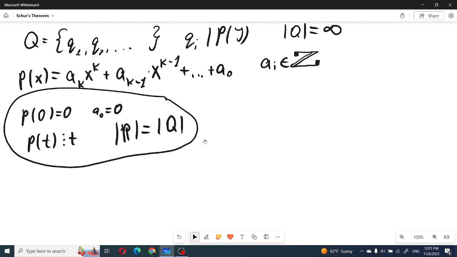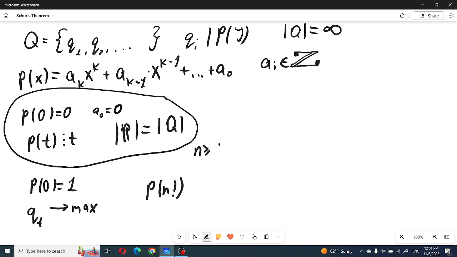Now let's discuss the second case, where p of 0 equals 1. If p of 0 equals 1, then let's take q_t, which is the largest element in Q. This is maximal. Now let's take p of n factorial, where n is greater than or equal to q_t.